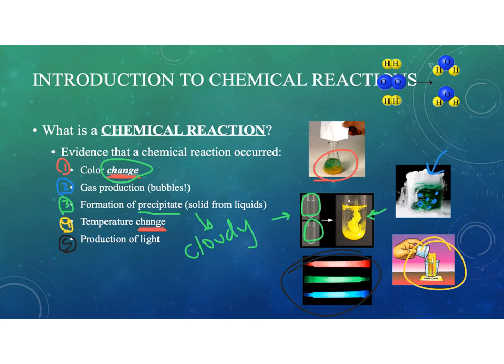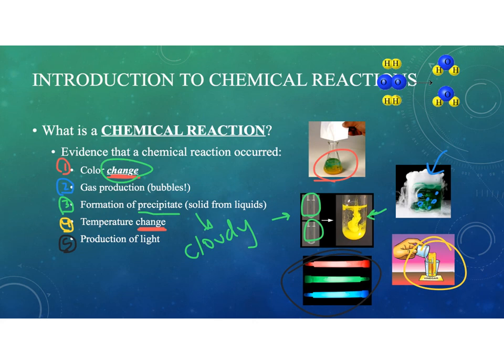So that's the evidences of chemical reaction. As you're mixing things together in the chem lab this year, look for these evidences of chemical reactions. If you see at least one of these, a chemical reaction has occurred. If you don't observe any of these, no chemical reaction has occurred.